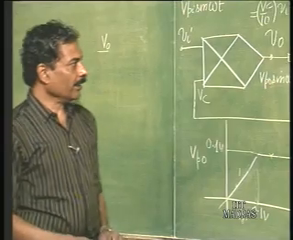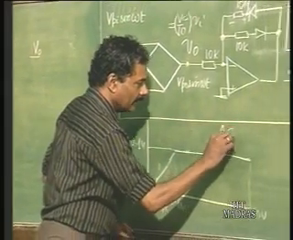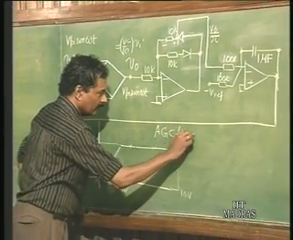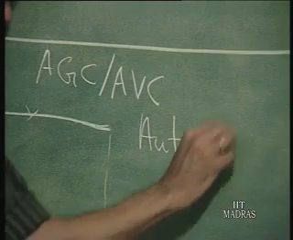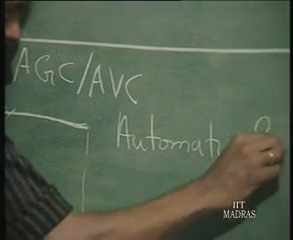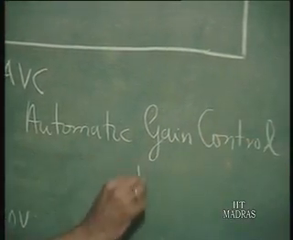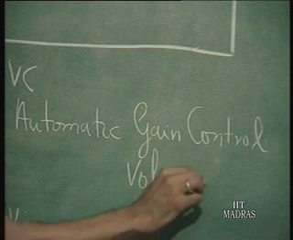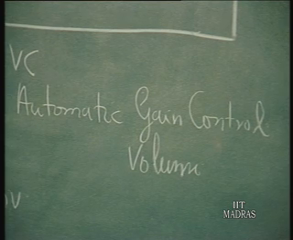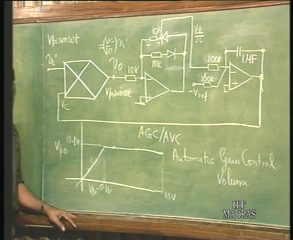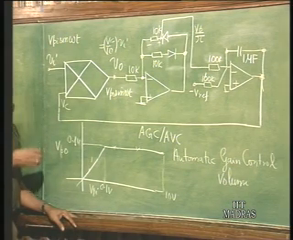We will discuss another application of the multiplier in what we had earlier indicated as the AGC or AVC scheme, which is automatic gain control or automatic volume control. This is a control scheme which is quite often applied in radio receivers and television receivers, to maintain the output sine wave at constant amplitude.